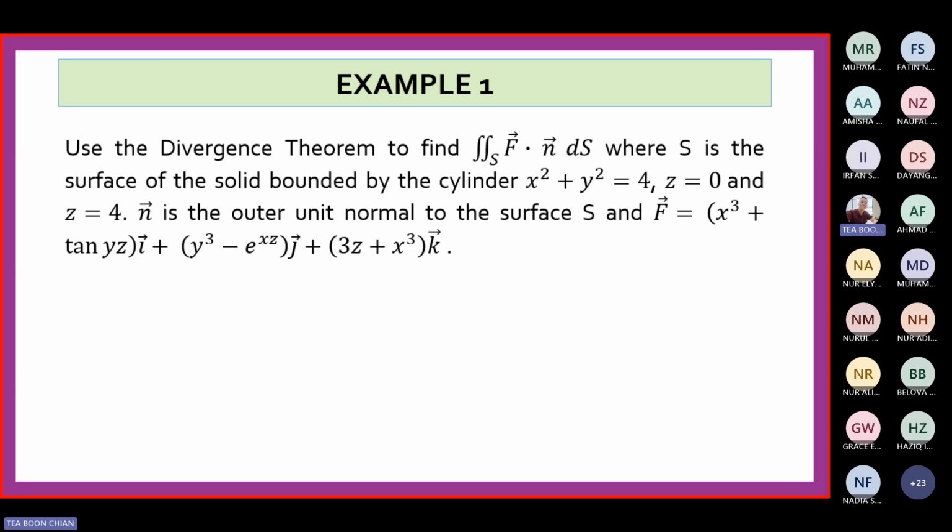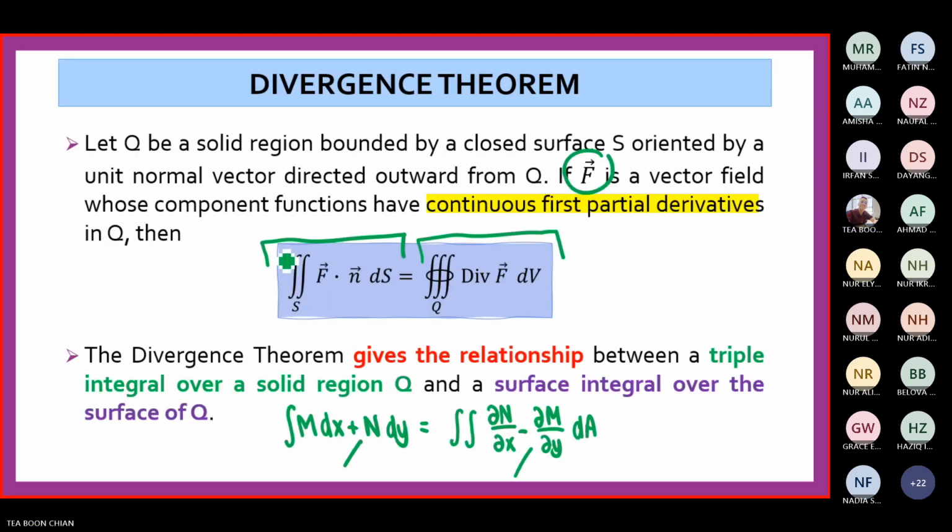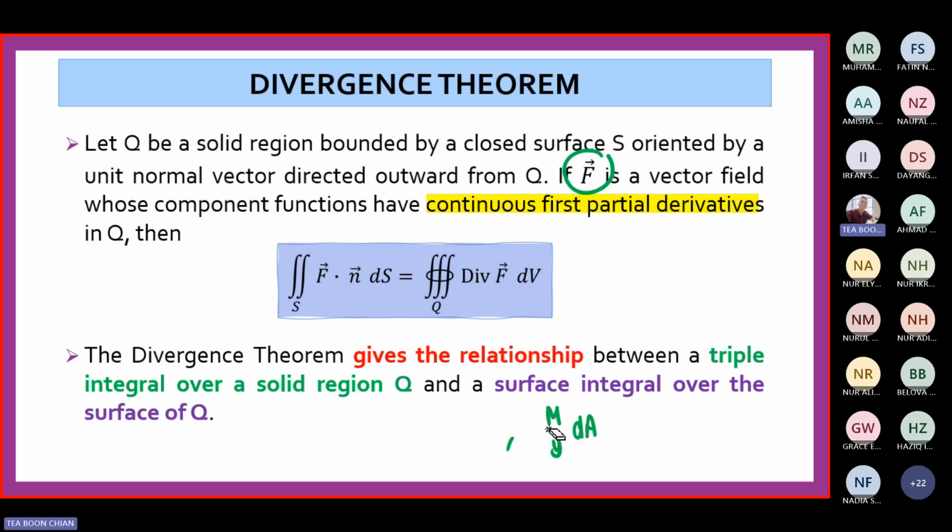However, if the question states very clearly, worst comes to worst, verify the divergence theorem, then usually the vector F should be continuous for both. Just to warn you so that you don't feel surprised later when you do your own practice. This is the only warning, which is why I want you to keep track of this highlighted condition, continuous first partial derivative, at the beginning.